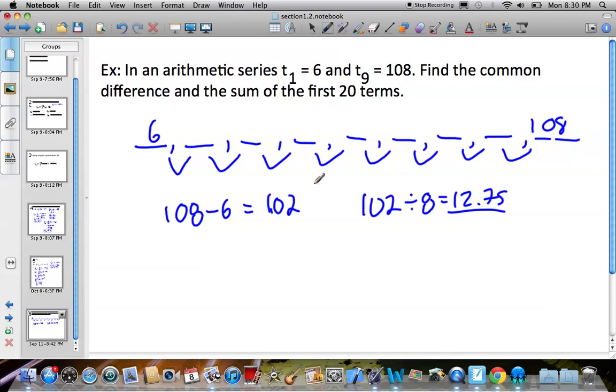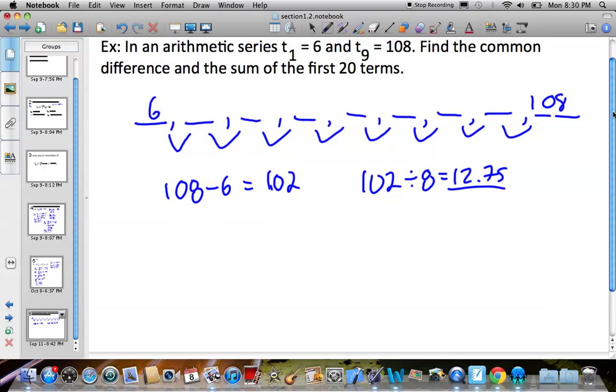That's what brings me up to here. So essentially I have 12.75 here, 12.75 here, 8 times, and that'll bring me up to 108 if I added all that together. So that gives me my common difference. Now the question is, how does that help me find my sum of the first 20 terms?